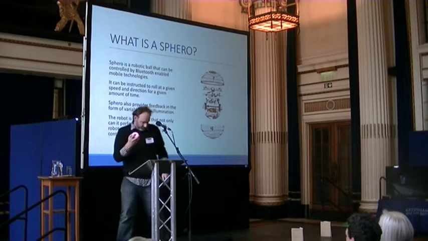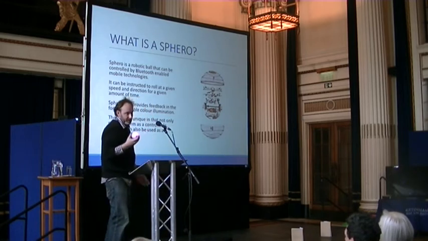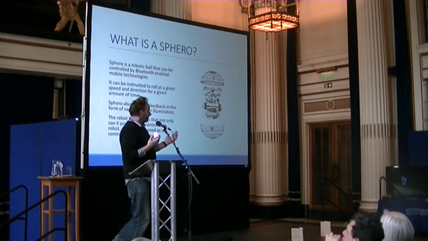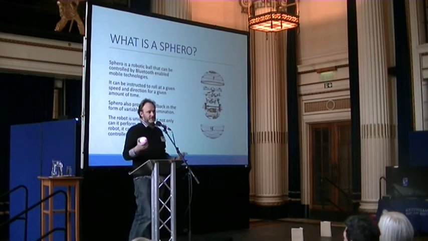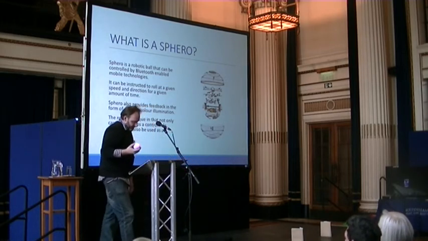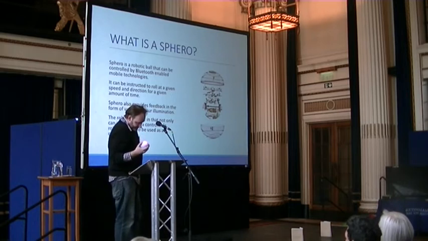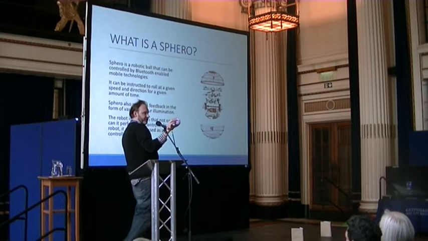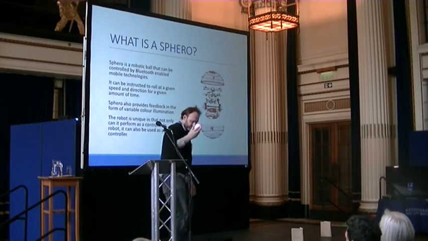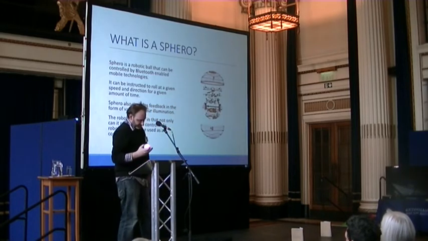Spiro is a robotic ball that can be controlled by Bluetooth-enabled technologies, which means we can use it with a computer, a tablet, or a mobile phone. It can be instructed to roll at a given speed and direction for a given amount of time, provides feedback in the form of variable colour illumination, and it's unique in that it can perform as a controller as well as a robot.